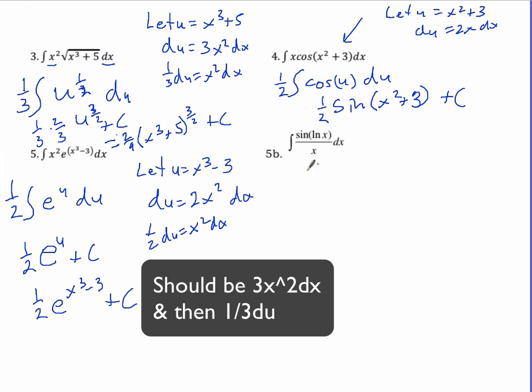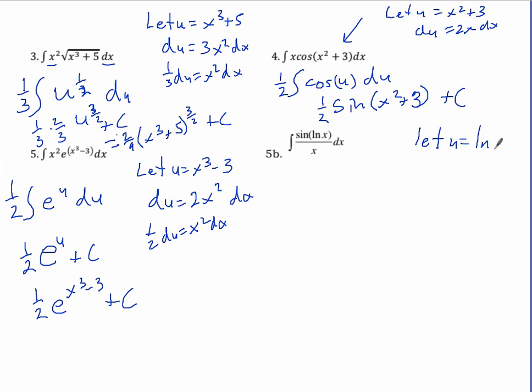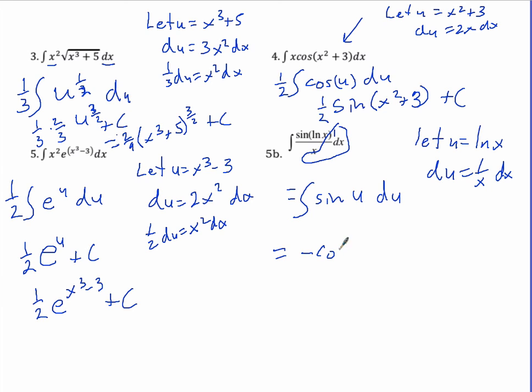Now here, notice the derivative of ln x is 1 over x, so you can let u equal ln x, and du equals 1 over x dx. So this is the same as the integral of sine u du, right? This whole thing, this 1 over x dx, all becomes du. So the integral of that is negative cosine u, or negative cosine u plus c. So that's negative cosine of ln x plus c is your final answer there.